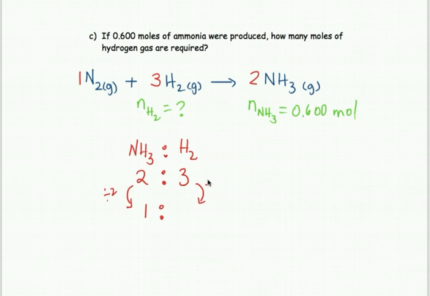I'm going to divide this by 2, and then I can get a comparison of a 1 to something ratio here. So when I do that, I'll take 3 and divide by 2, and what that is as a decimal is a 1 to 1.5 ratio. So if I have 1 ammonia, I have 1.5 hydrogen. Or you can say, I have 2 ammonia, I have 3 hydrogens. So in the end, you ended up multiplying by 1.5 here.